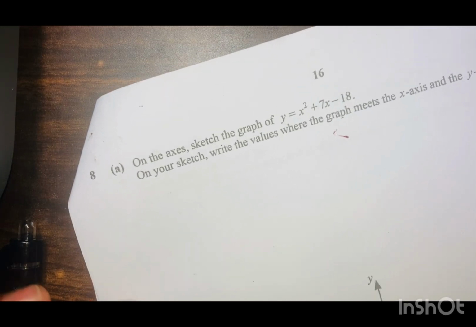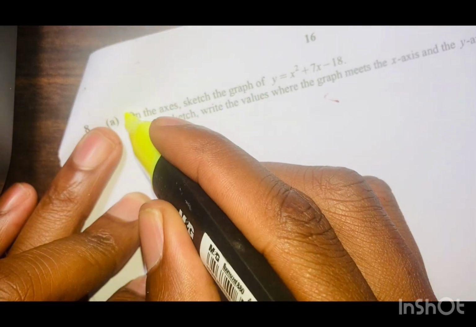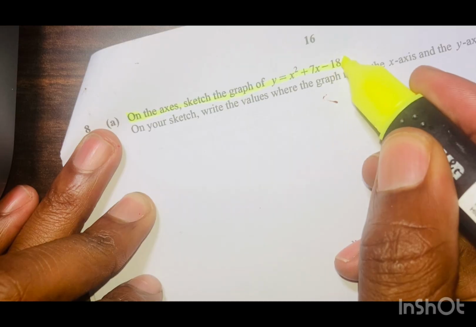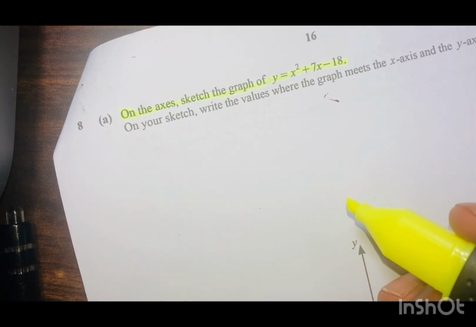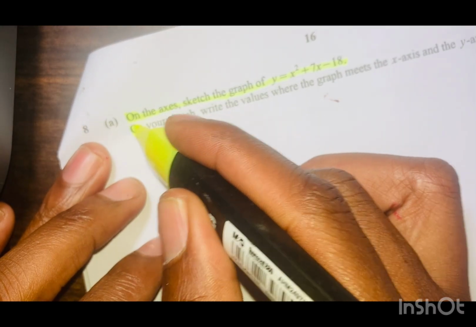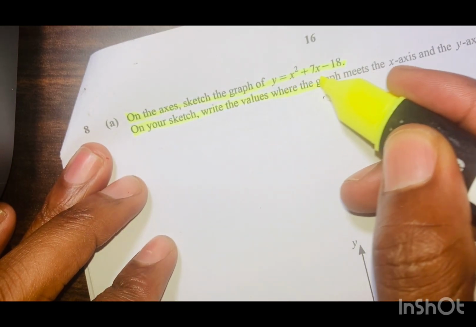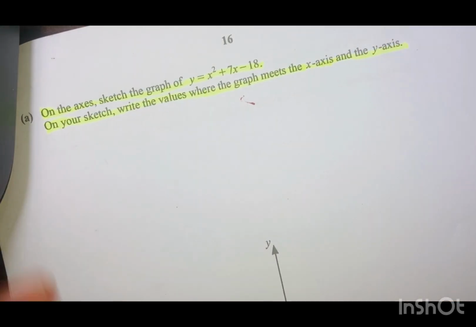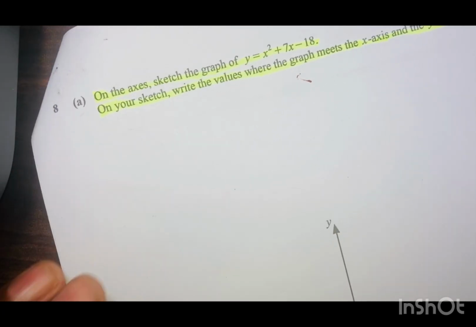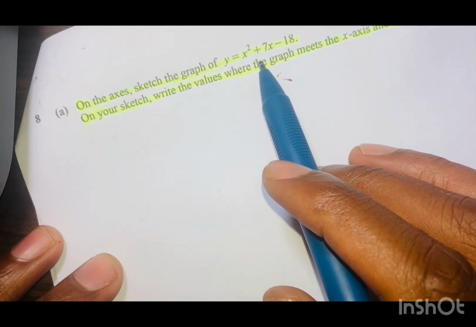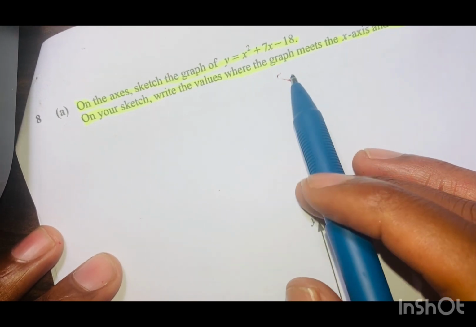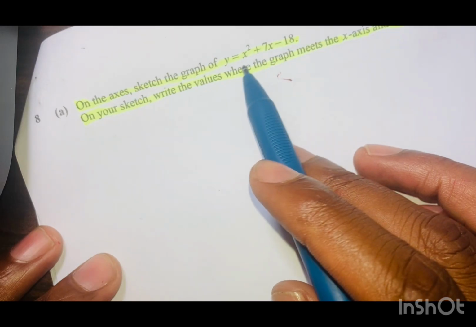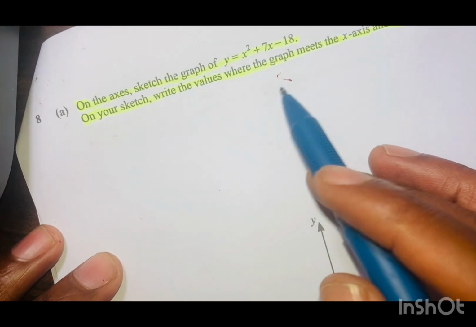Okay, so on the axis, sketch the graph of y equals x squared plus 7x minus 18. On your sketch, write the values where the graph meets the x-axis and the y-axis. So those are the two things that we need to plot on our graph. So the first thing that we are going to do is look for the x coordinates where our graph is meeting the x-axis.